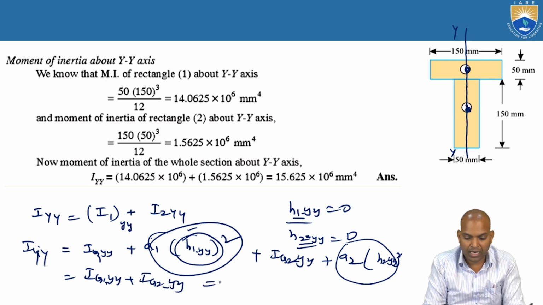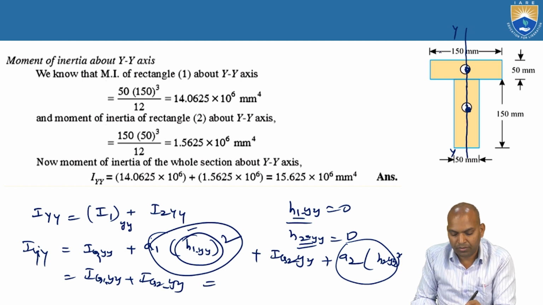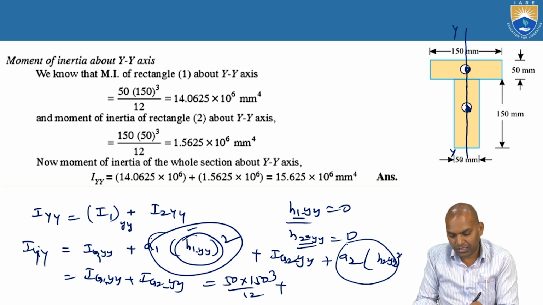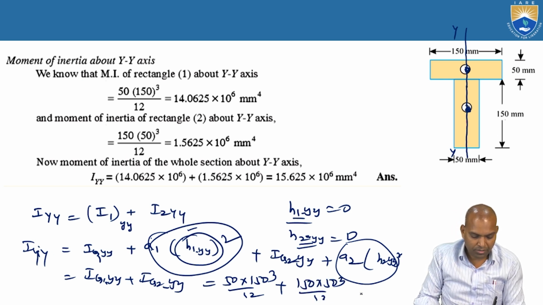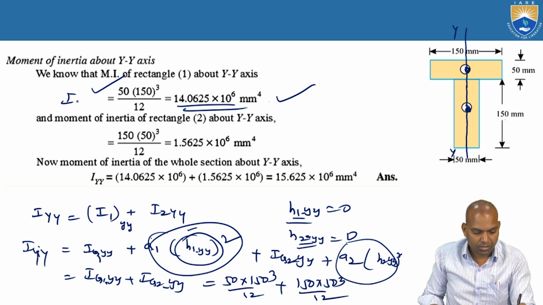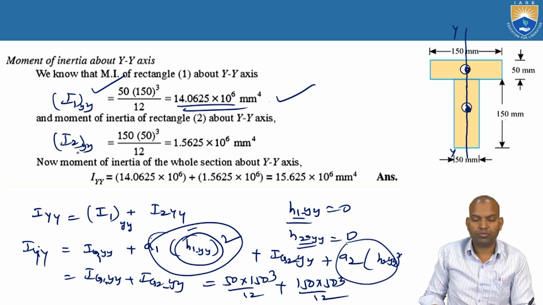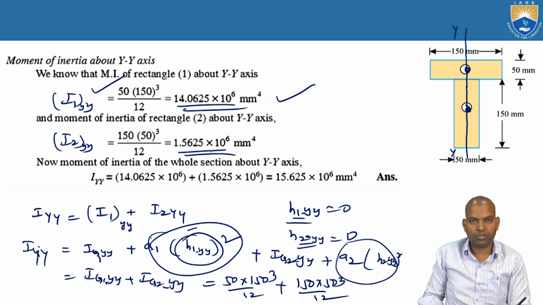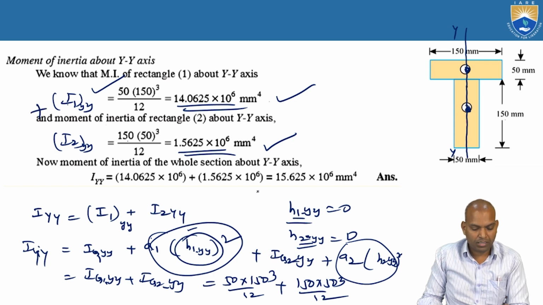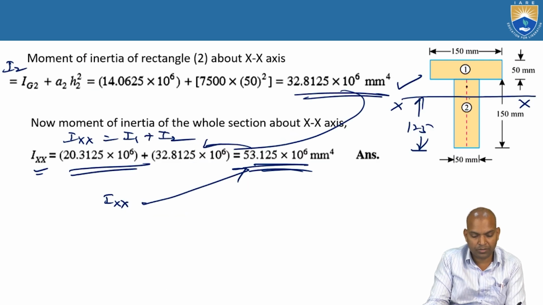What about IG1YY? IG1YY parallel to, that is D1 B1 cubed by 12. That is 50 times 150 cubed by 12 plus, for the other section, 150 times 50 cubed by 12. This is 50 times 150 cubed by 12, which is 14.0625 times 10 power 6 millimeter power 4. This is I1 parallel to Y, and this is I2 parallel to section 2, that is 150 times 50 cubed by 12, 1.5625 times 10 power 6 millimeter power 4. The sum of IYY equals I1YY plus I2YY, the sum of these two. Then we get 15.625 times 10 power 6 millimeter power 4.